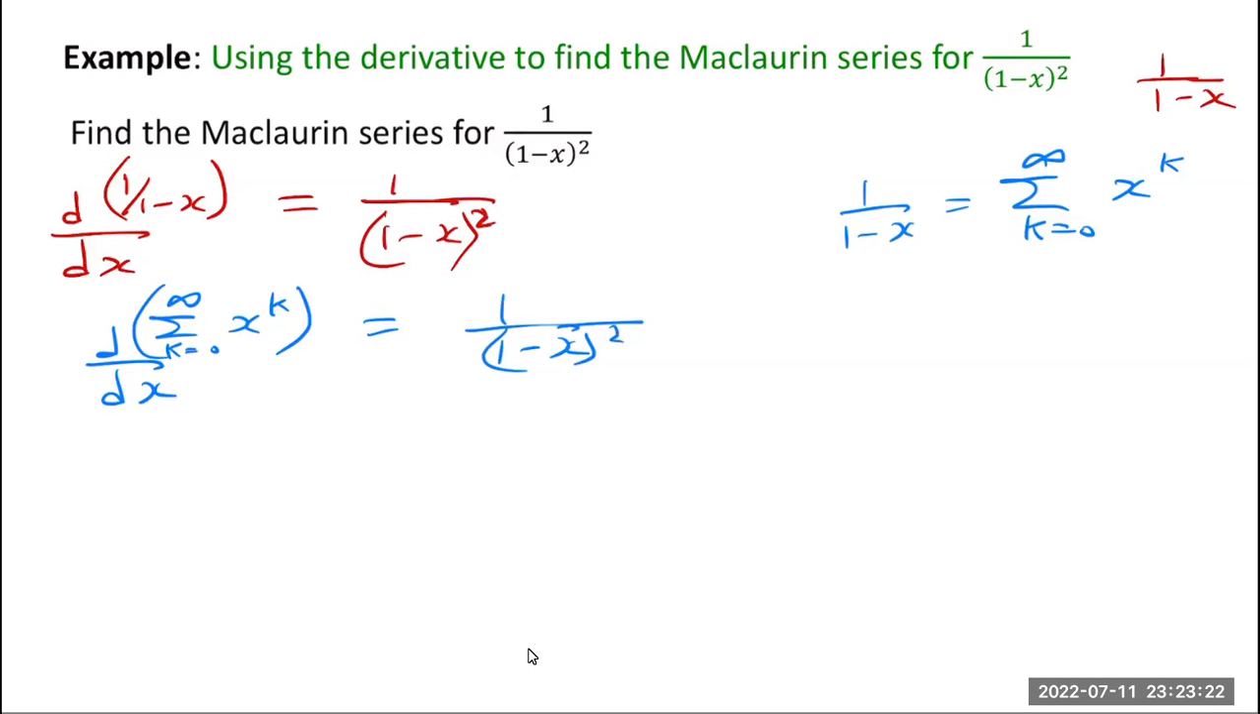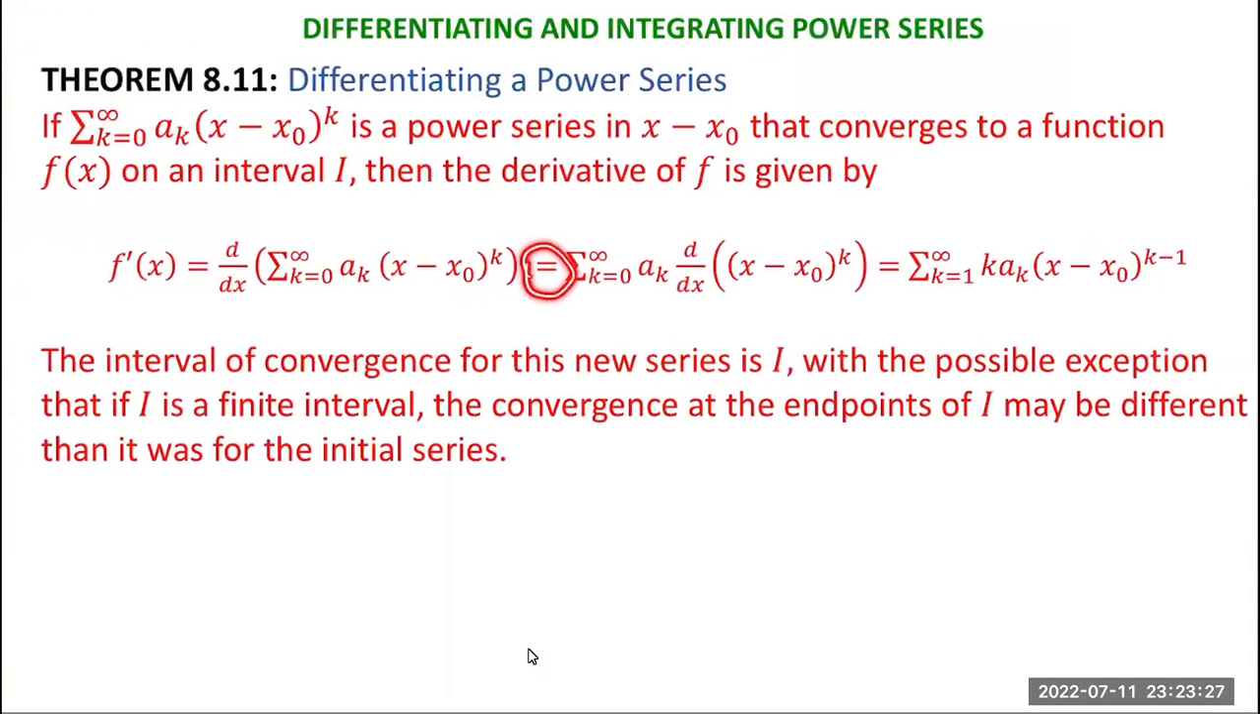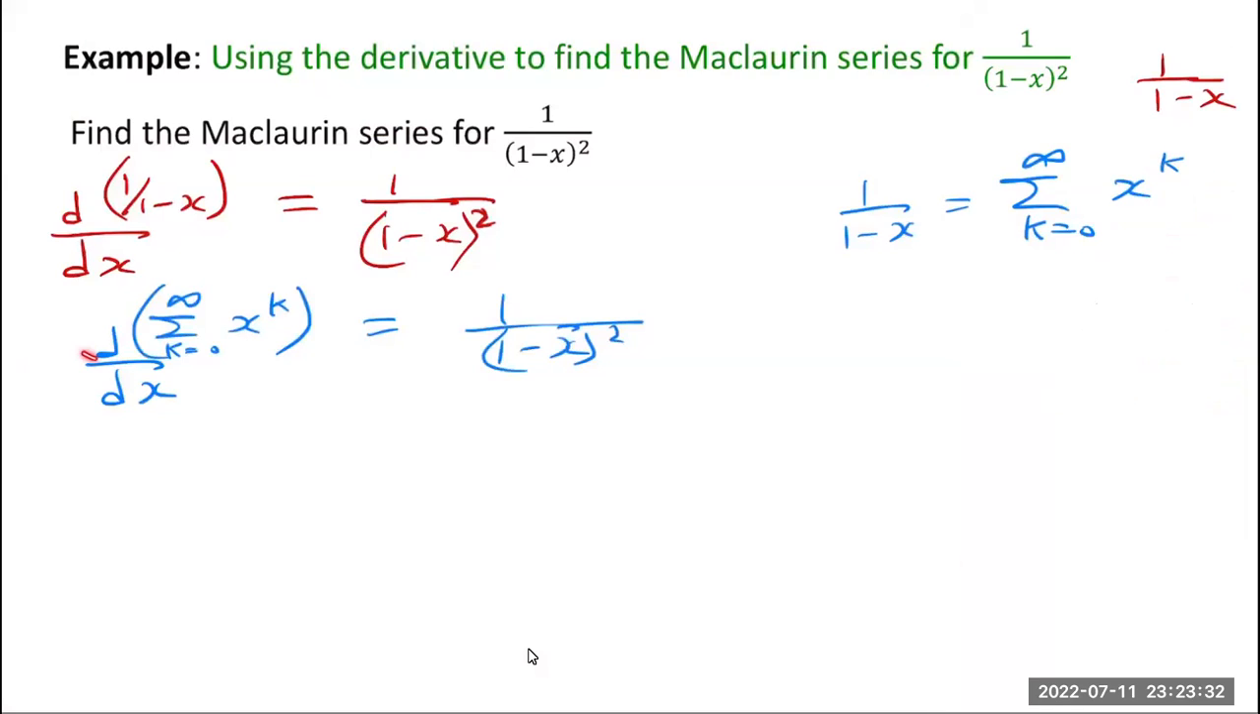Okay, so now to get the derivative of this one, we can apply the previous theorem. Remember, from this inequality, you can send this derivative operator inside the summation. This should give us, from the previous theorem, by theorem 8.11, sigma k goes from 0 to infinity d over dx x to the power k. That's what you have inside, right?